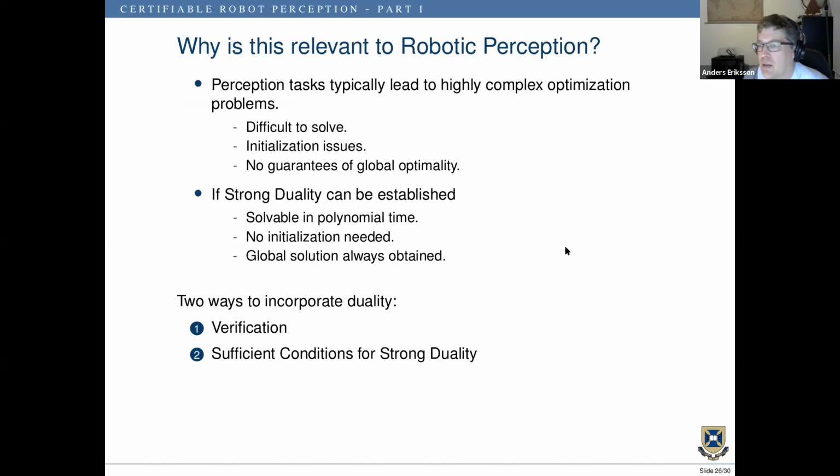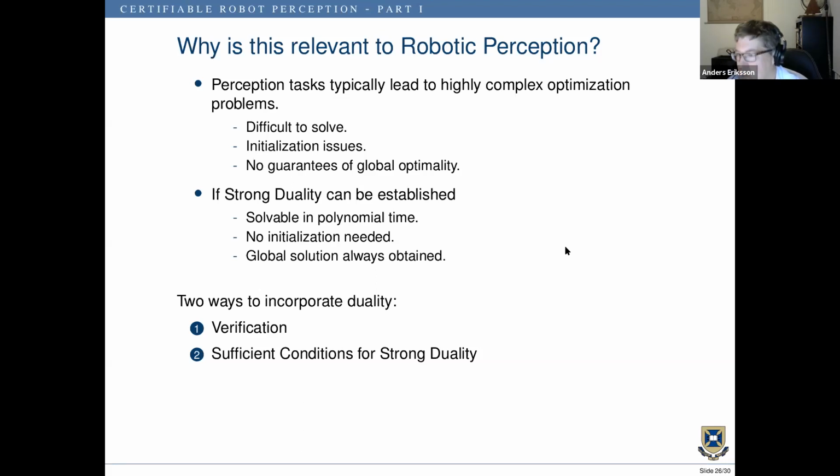So why is this then relevant? Again, like I said in the beginning of the talk, most of the problems that we're looking at in perception or vision lead to complex optimization problems that are difficult to solve. But if we can establish this property of strong duality, at least in some form, we gain a lot. And I guess the most important one is that if that holds true, we're always guaranteed to find a global solution to that problem. We don't have to worry about initialization.